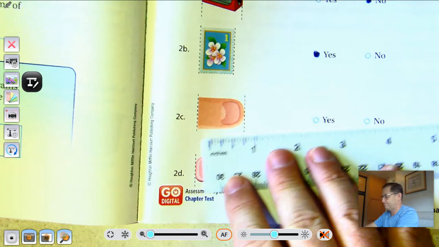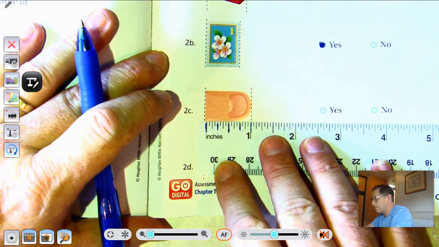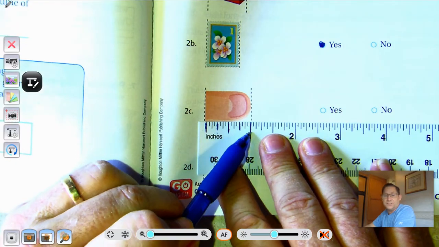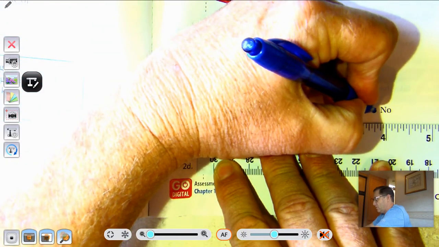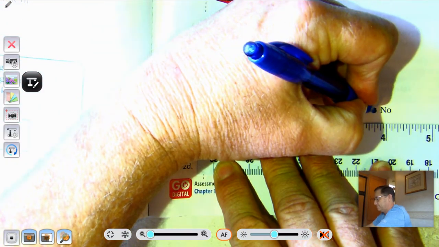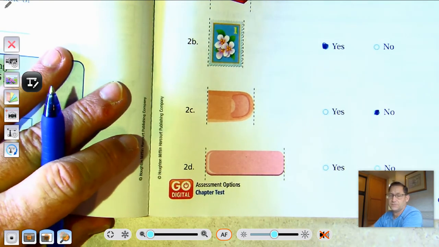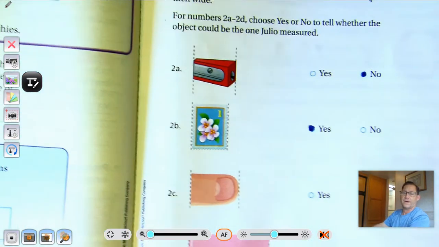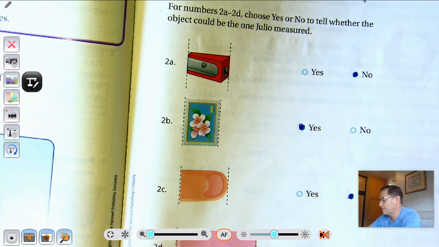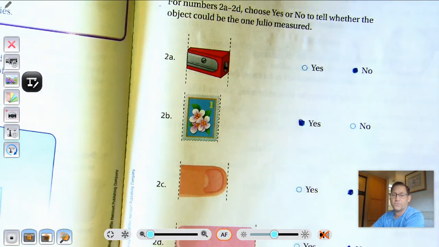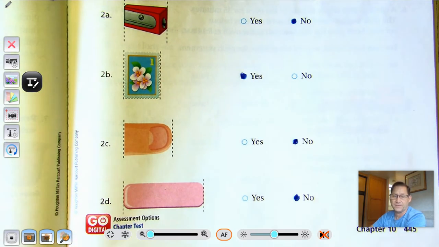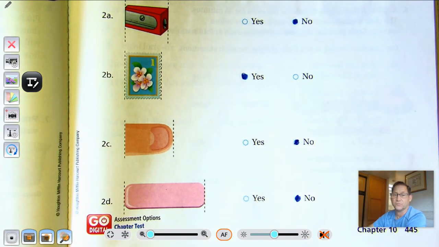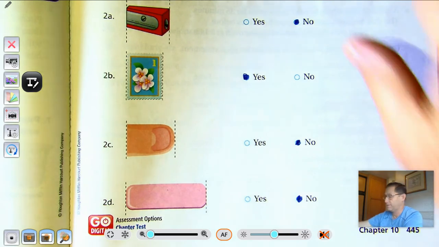How about the finger? Well, that's right at 1 inch. So no, that's not going to be the one. And D. Oh well, if this was 1 inch and this one's longer than that, this is going to be longer than an inch. So no, that can't be 3/4. Okay, so our answers are no, yes for the stamp, no for the length of the finger, and no for the eraser. The eraser is the longest one. And the shortest one on here is the stamp. So if the stamp is the only one that's 3/4, the other ones are all bigger. So no.